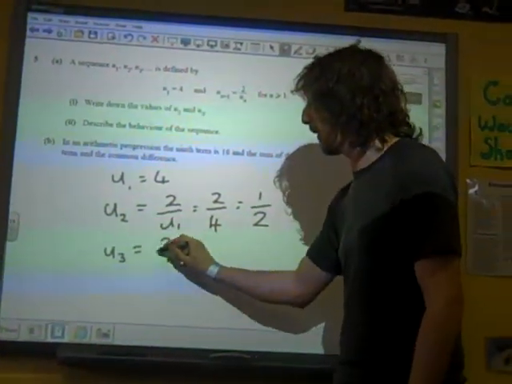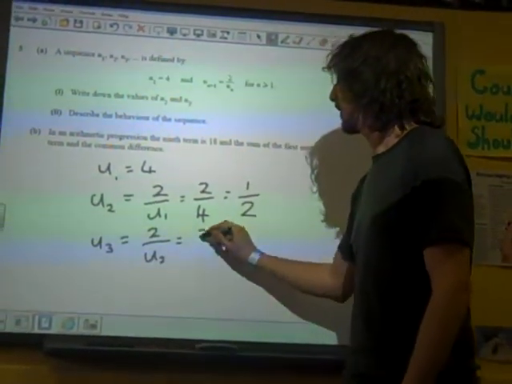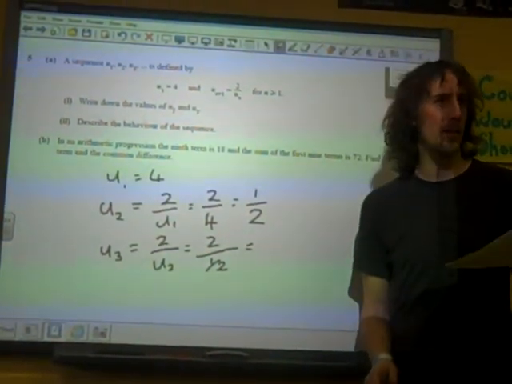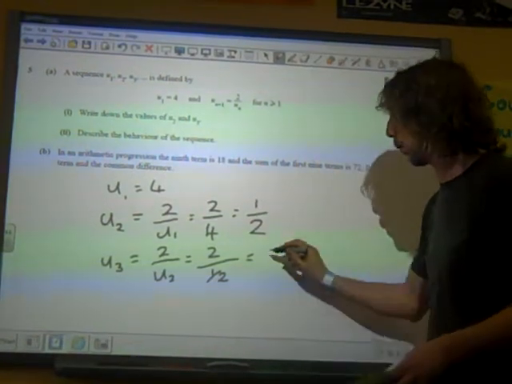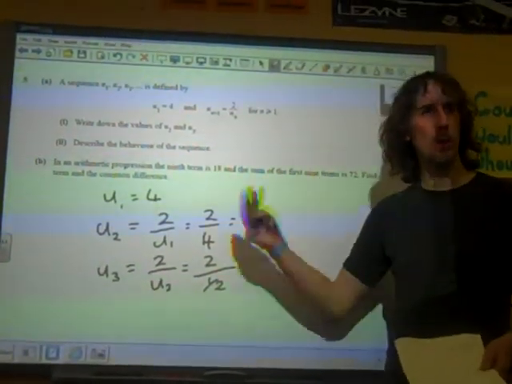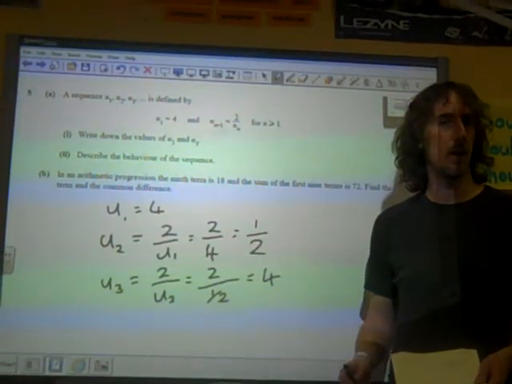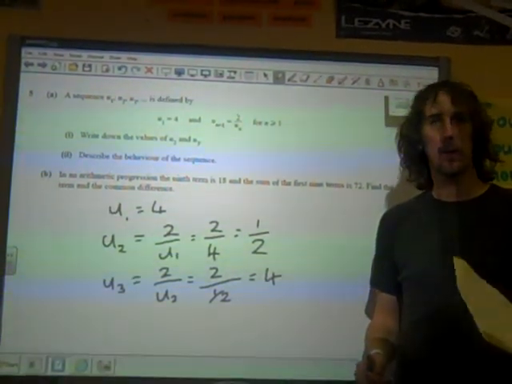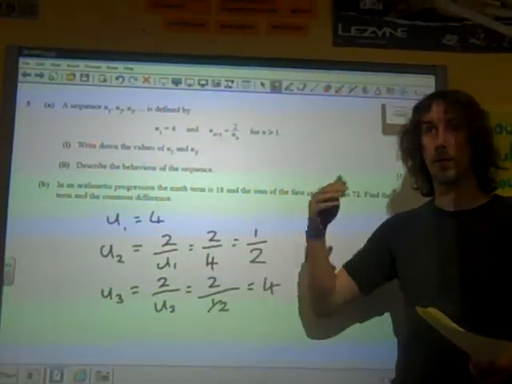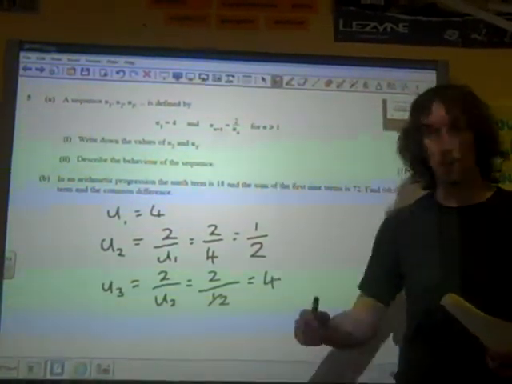So this is 2 over u2. So that's 2 divided by 1 over 2. Now this is going to give us 4. Oh, that's exciting. What would happen next? You would go back down to a half, and then to 4, and then to a half, and then to 4, and it would keep repeating.